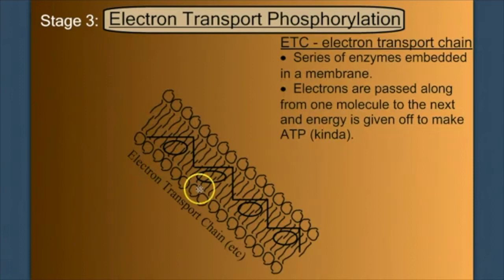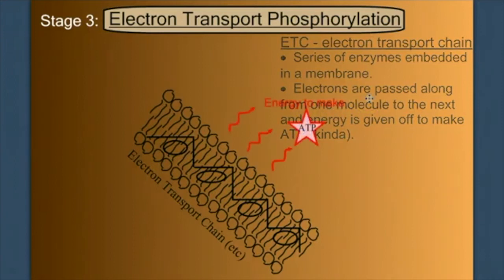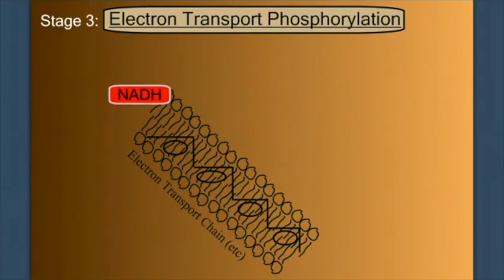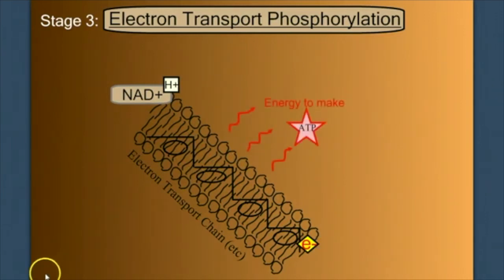So let's look at this in isolation. This electron transport chain is embedded in the inner membrane of the mitochondria, and as electrons get passed along, energy is given off to make ATP. So, for instance, NADH, a high energy electron carrier, comes to the electron transport chain, drops off that high energy electron and the hydrogen, and as the electron goes down in a series of reduction-oxidation reactions, energy is given off to make ATP. Kind of.